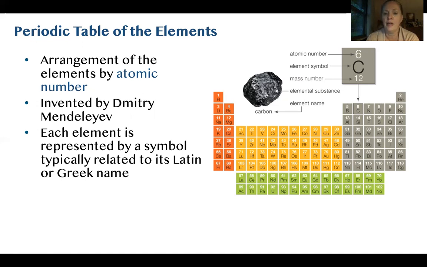Lithium is in the second period or the second row, and it has an additional proton. So it has 3 protons in its nucleus. You can see that each element is represented by a symbol that's typically related to a Latin or Greek name for that element.